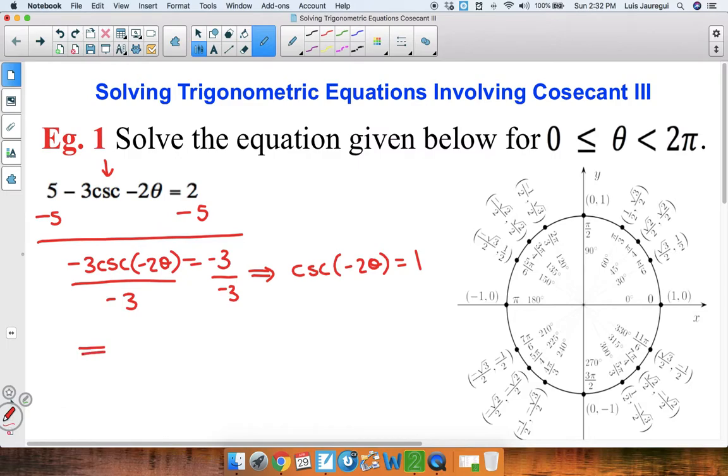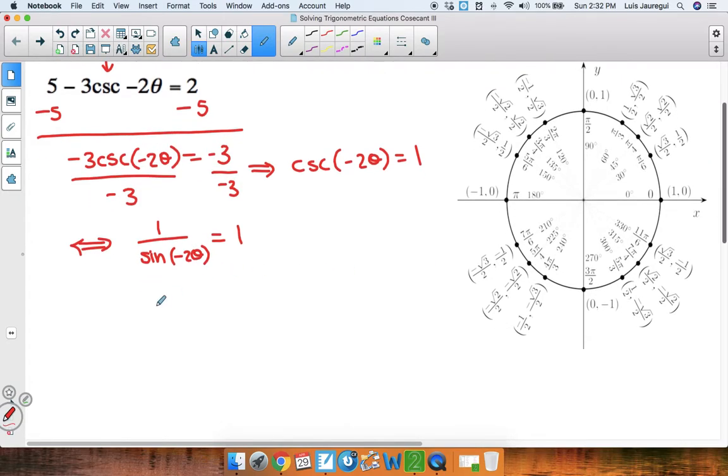Our next step is to rewrite cosecant in terms of its reciprocal function. So cosecant is the same as 1 over sine. So we can rewrite this equation as 1 over sine of negative 2 theta is equal to 1. Now let's take the reciprocal of both sides of the equation to get an easier equation to work with. So the reciprocal of 1 over sine is simply sine of negative 2 theta, which is equal to the reciprocal of 1, which is 1 over 1, which happens to be 1.